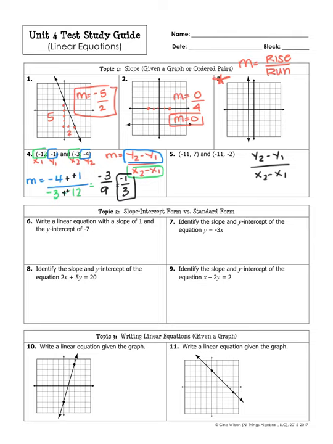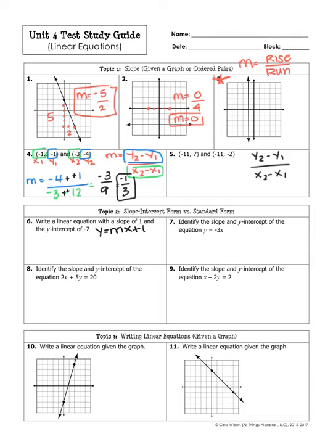All right, now we're going to skip to number 7. So in this group of problems, we're using slope-intercept form or standard form. I'm actually going to do number 6, and I'll have you guys do number 7. It says write a linear equation with a slope of 1 and the y-intercept of -7.